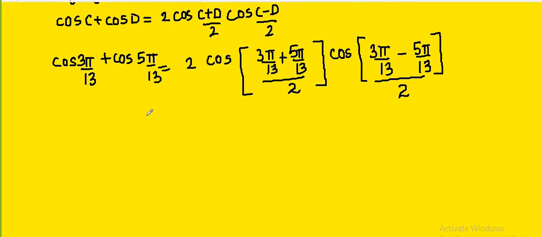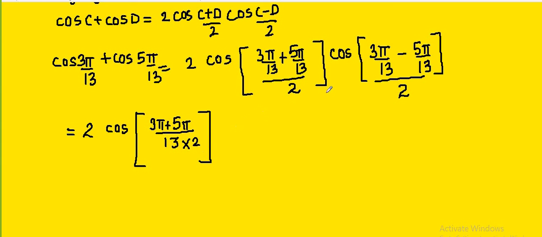So which is further simplified by taking LCM. So we have 2 cos. Here in numerator 13 is the LCM. So we have 13. In numerator we have 3 pi plus 5 pi. And this 2 will be multiplied to this 13. Because you can write it as 2 by 1, and when this fraction goes up it becomes 1 by 2. So we need not write 1, so we can just directly write 13 into 2. Similarly in the other bracket we have 3 pi minus 5 pi by 13 into 2.